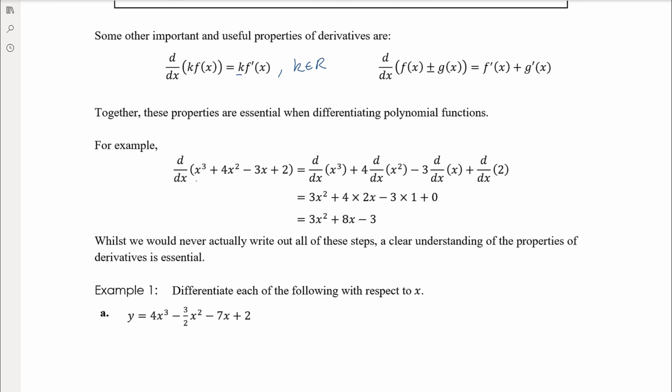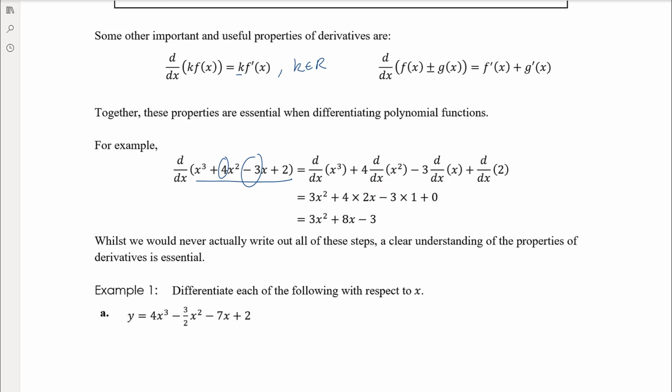So if we are differentiating this whole function, now we wouldn't write out these separate lines, but I want to be clear about the process of what's happening. This 4 isn't affecting the derivative. It can go out the front here, nor is this negative 3. It can go out the front here. So essentially we're finding the derivative of x cubed. We're finding 4 times the derivative of x squared, okay, which is happening there. We're finding negative 3 times the derivative of x, which is happening there, and then the derivative of 2. So we're just calculating the derivative of each of those things separately, and the numbers in front aren't actually impacting how we differentiate. We just multiply them in at the end.